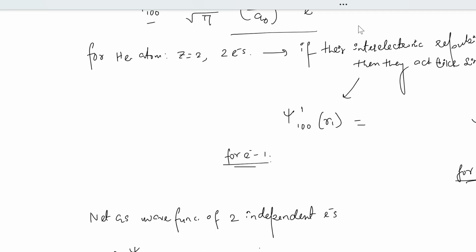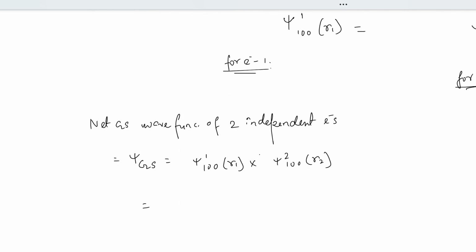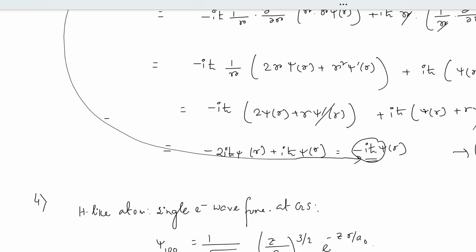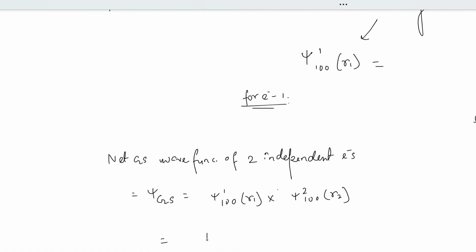That means you can calculate the net wave function as a product of these two independent wave functions. That means you have to take psi 1 100 r1 times psi 2 100 r2. If you see that common factor 1 by root over pi, z by a naught to the power 3 by 2, this will be squared, so 1 by root over pi will be 1 by pi, and z by a naught to the power 3 by 2, when squared, is cubed.